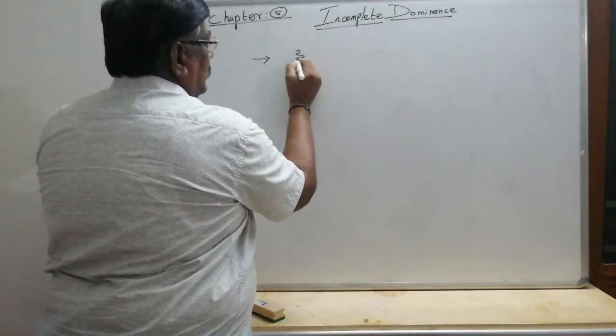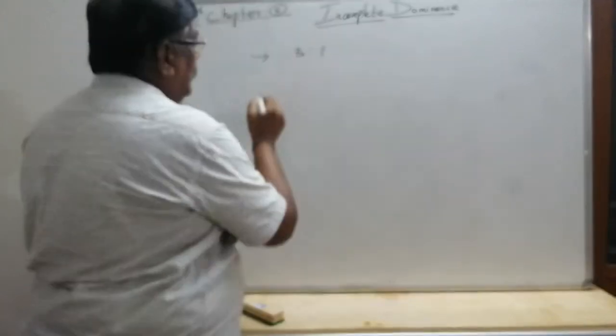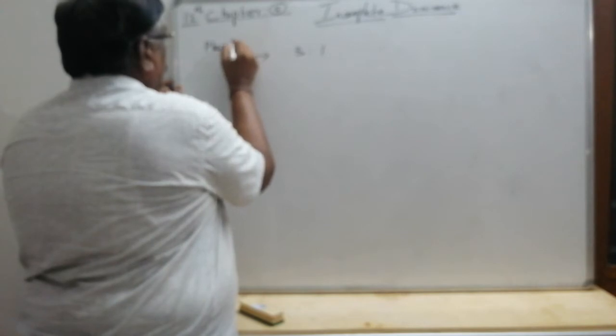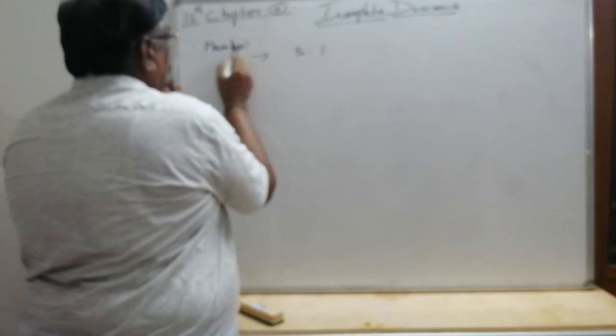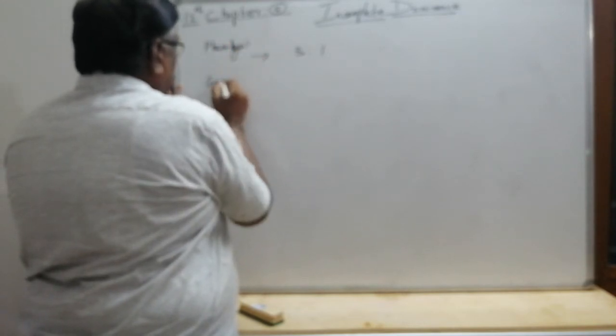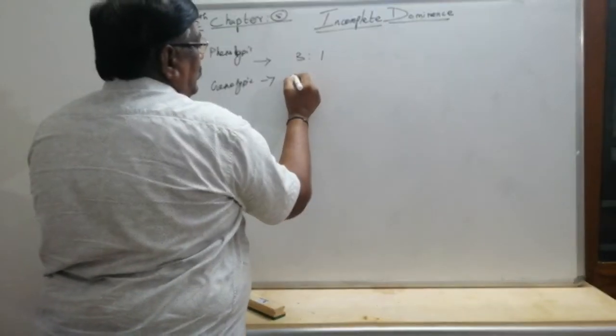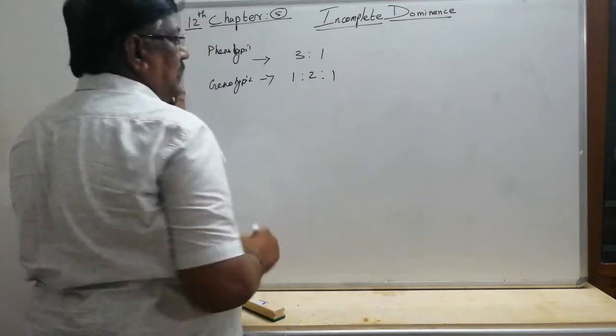One is he got the ratio 3:1. This is called the phenotypic ratio. Then the genotypic ratio, based on the gene nature, which is called 1:2:1. This is phenotypic, this is genotypic.